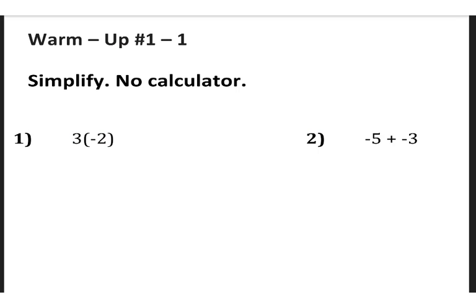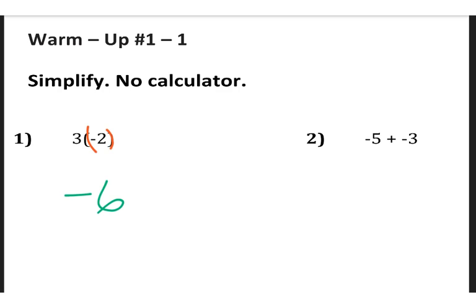So some things that you already know, just going over the warm-up. So 3 and then the parentheses, as you know, mean multiply. So 3 times -2. Remember that a positive times a negative is equal to a negative. A positive times a positive, of course, is equal to a positive. A negative times a negative is equal to a positive. So those are some rules that you've learned before that you need to know. So here I have a positive times a negative, and so my answer will be -6.